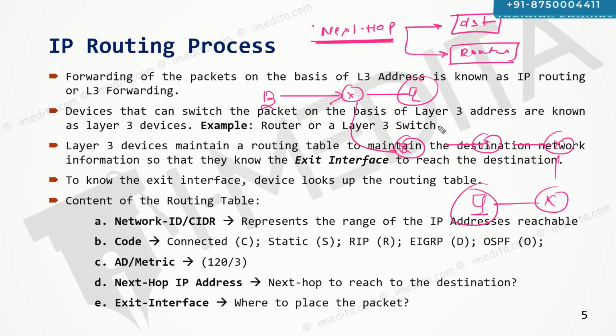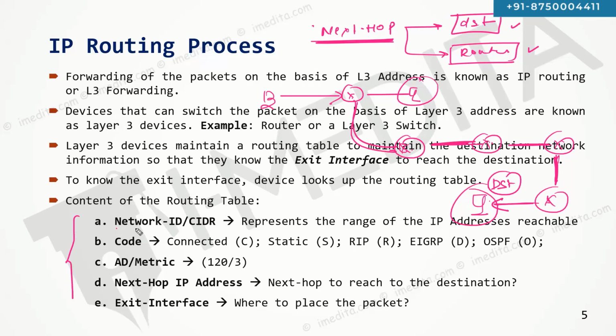So if we have multiple routers connected, for this router, this is the next hop. For this router, this is the next hop. For this router, this is the next hop. For this router, this is the next hop. For this router, this is the next hop, and the next hop is the destination in our case. So the next hop can be a router, or the destination itself.